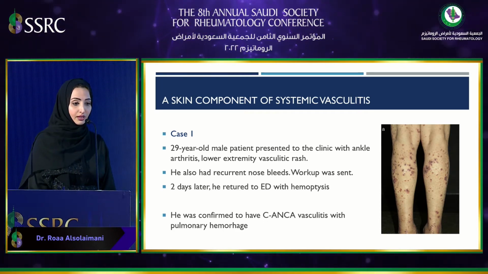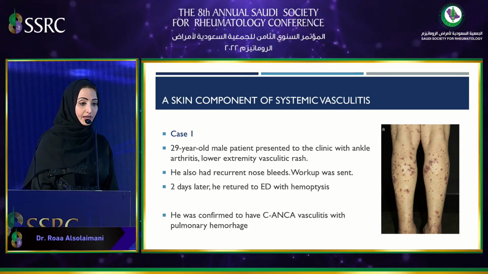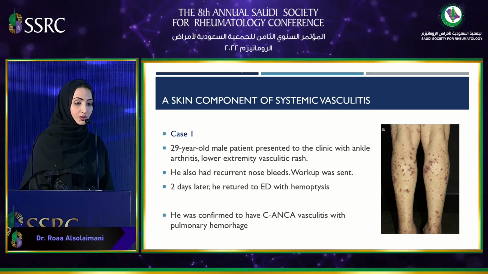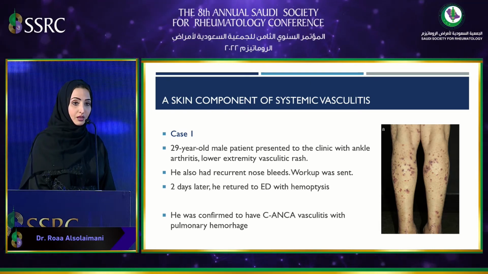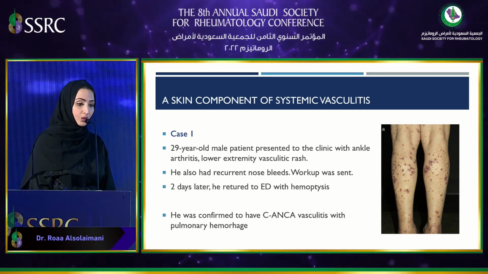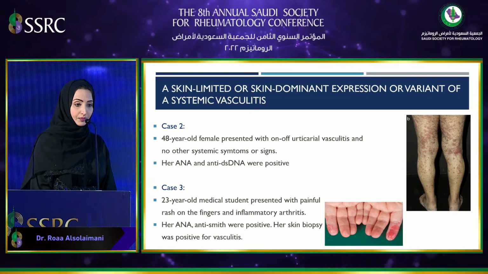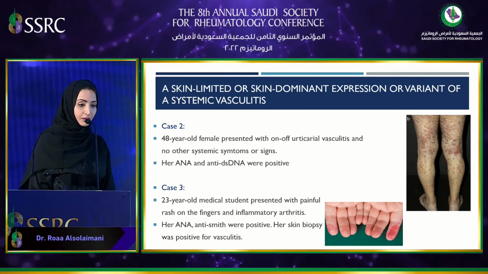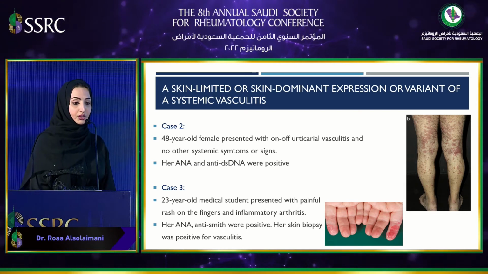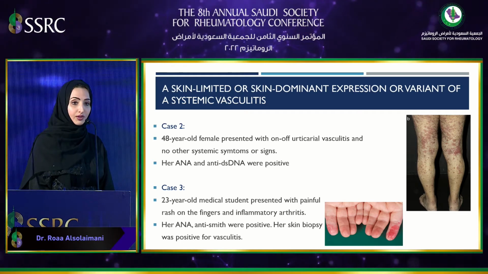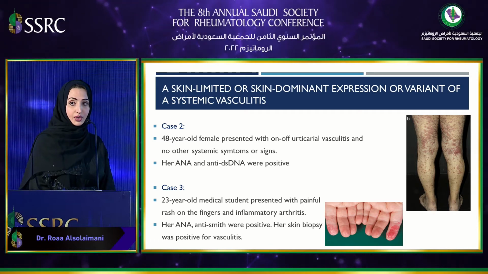The first case is a 29-year-old male patient who presented to the clinic with ankle arthritis and vasculitic rash on the lower extremities. He also had recurrent nosebleeds. Workup was sent, however, he presented to the ER 2 days later with hemoptysis. The patient was diagnosed with C-ANCA vasculitis with pulmonary hemorrhage. So this patient has a skin component of a systemic vasculitis. The second case is a 48-year-old female presenting with on-and-off urticarial rash and no other systemic symptoms and signs. But on her investigations, her ANA was positive as well as the double-stranded DNA. So this patient has lupus, but her presentation was skin-limited.